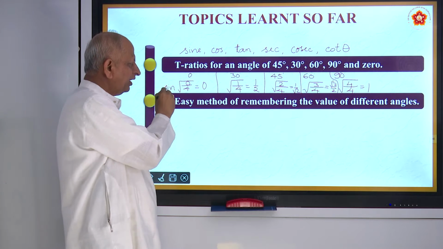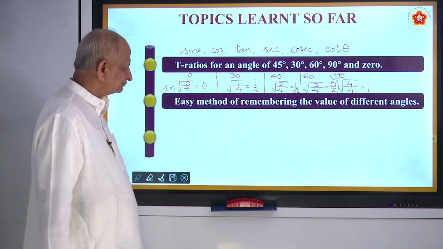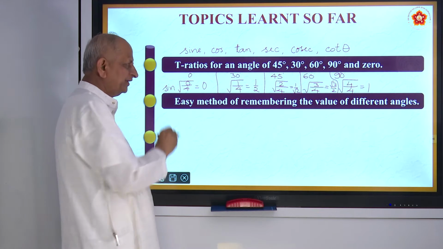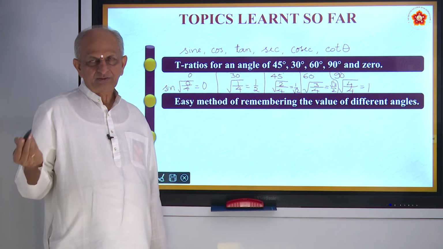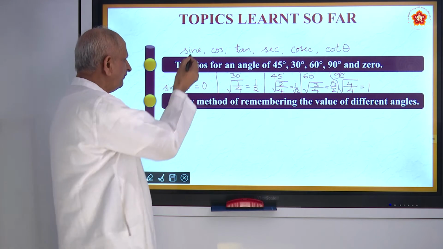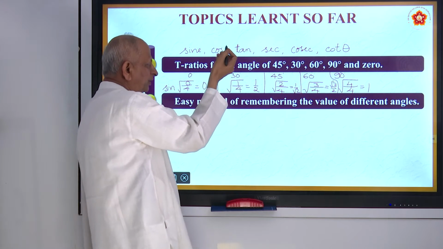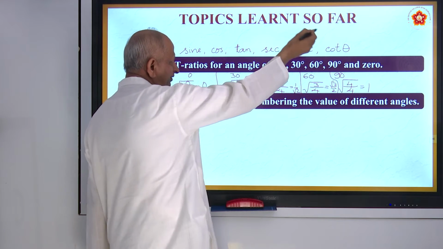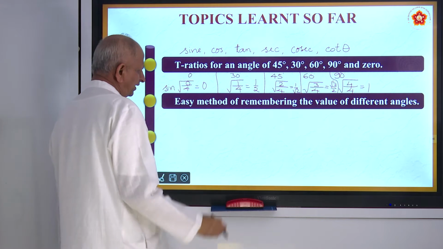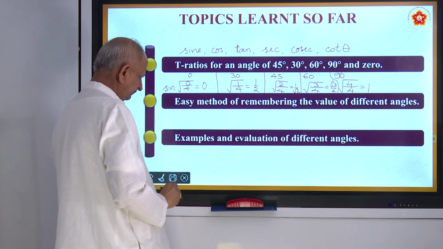Similarly, you can try with cos. And if you divide sine by cos, you get tan. Is it not? And reciprocals. Reciprocal of sine is, come on, cosec. Reciprocal of cos is sec. Reciprocal of tan theta is cot theta and vice versa. And this is one of the easiest ways of remembering the values.